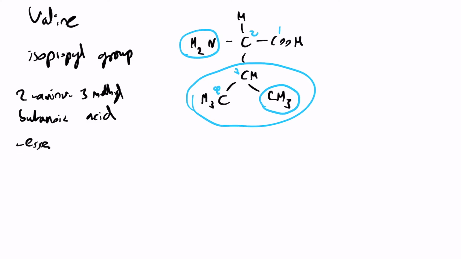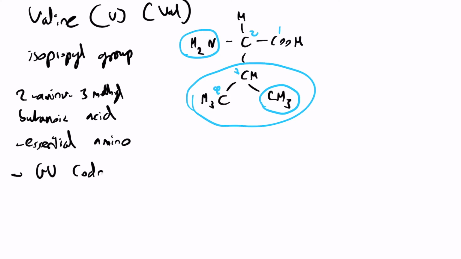I'll put this here. And what I will say is its other names: it can also be written as just V as its 1-letter amino acid code, or as VAL as its 3-letter amino acid code. And in terms of codons, in the standard genetic code, it's the GU codons that code for it. So these codons are GUG, GUA, and GU, like that.